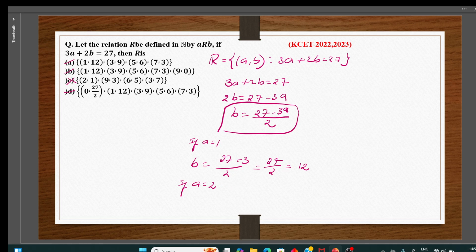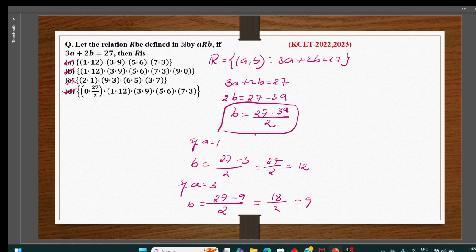So if you consider 2, then 3 twos are 6, 27 - 6 is 21, we get 21/2, which means we get a decimal. Okay, so don't consider 2. Now consider a = 3. So a = 3 means b = (27 - 3 threes are 9)/2. 27 - 9 means 18, 18/2 = 9. So (3, 9). So (3, 9) means again these three options have it.